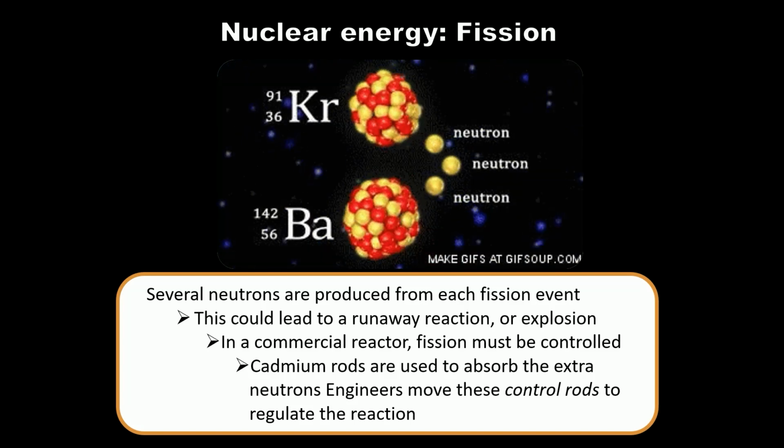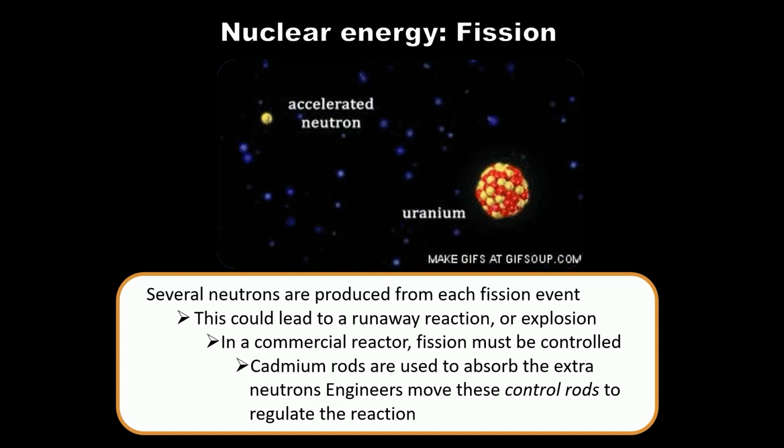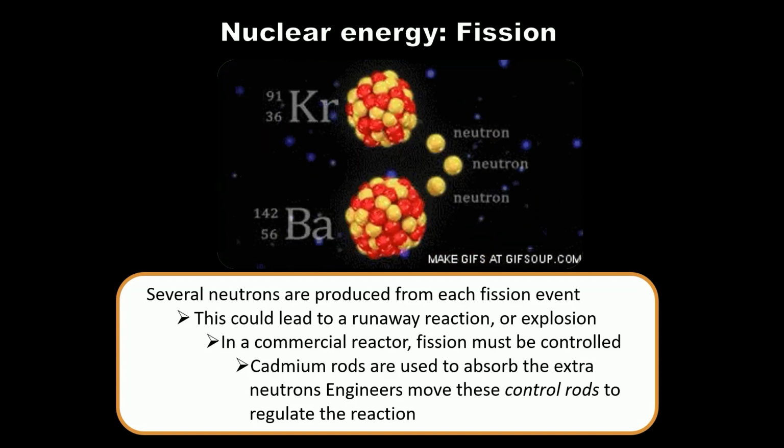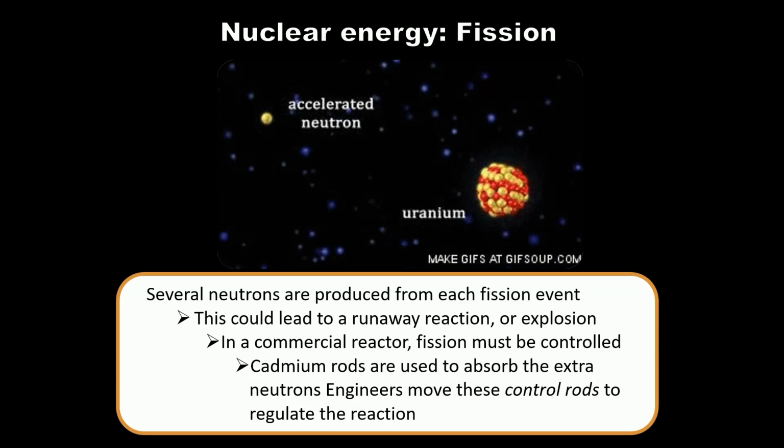Uranium has 92 protons, but those 92 protons break apart into two chunks. One chunk has 36 protons, that's krypton. The other chunk has 56 protons, that's barium.